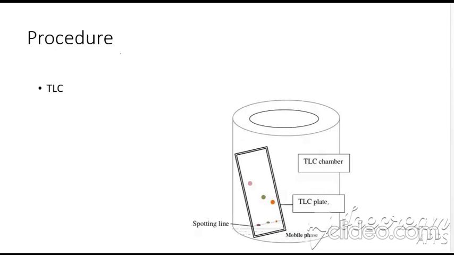Next is the procedure. Look at the picture. This is a beaker type jar, called the chromatographic jar. Like in paper chromatography, three things are important: number one, the stationary phase; second, the mobile phase; and third, the application of the sample. First of all, look at the picture. Here is a jar, a chromatographic jar. You can take a beaker also.